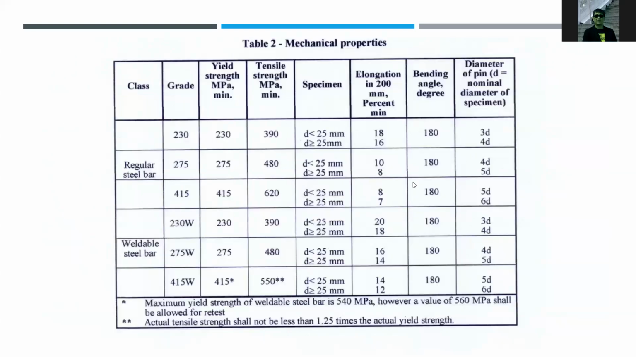So we also have the different types of characteristic mechanical properties. We have the yield strength, tensile strength, the elongation percent, bending angle degree, and diameter of pin or the nominal diameter of the specimen. So these are the technical mechanical properties. These are usually the properties shown in the table that are commonly used by engineers in calculating the type or the specification for the steel that they will use for their structures, the computation of the structure.